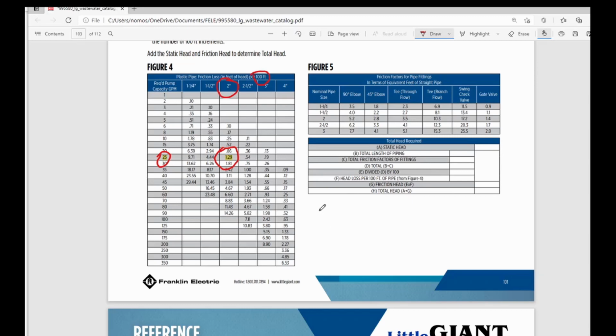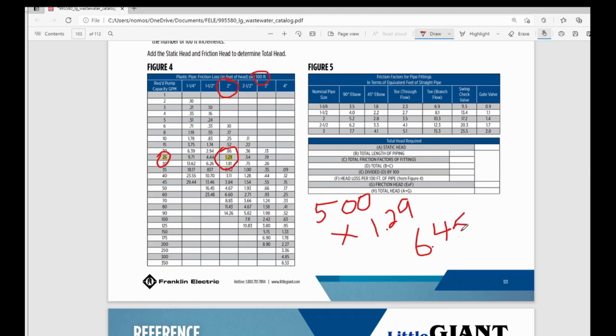So since I've already messed up my catalog, let's multiply it here. 500 feet times 1.29. What is that? I don't know. I'm just going to get a calculator and find out. 5 times 1.29. 6.45. 6.45. Uh-oh. Did I leave something out?